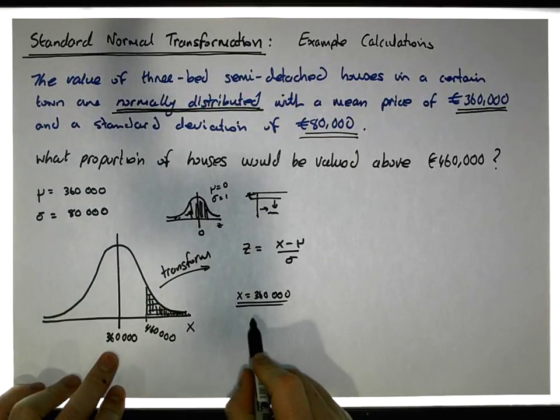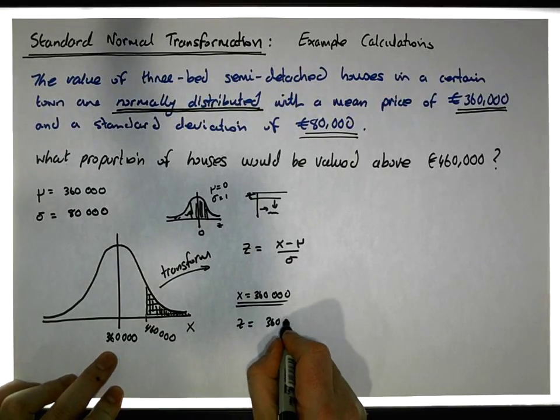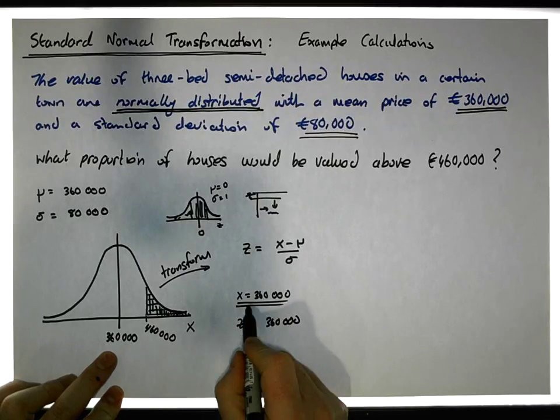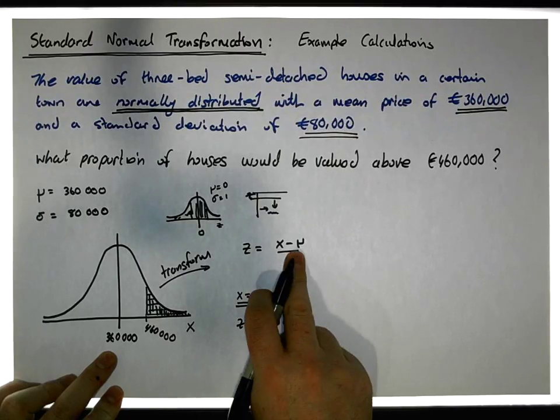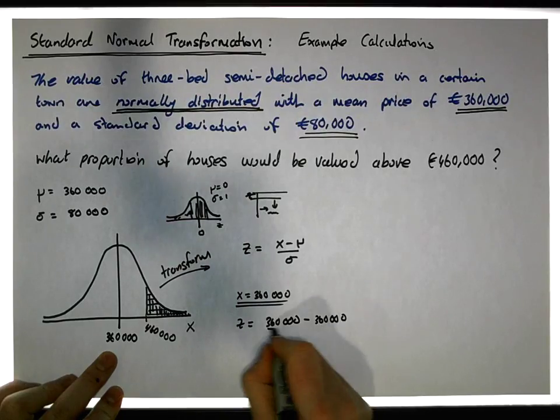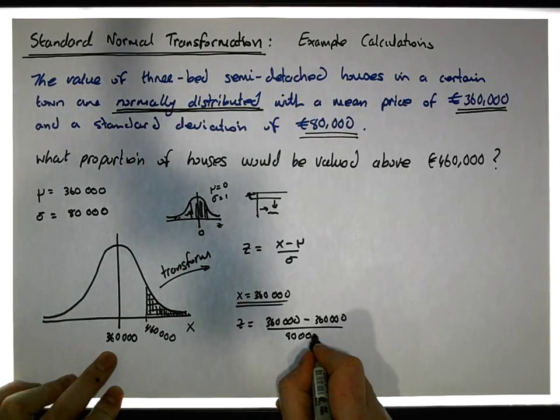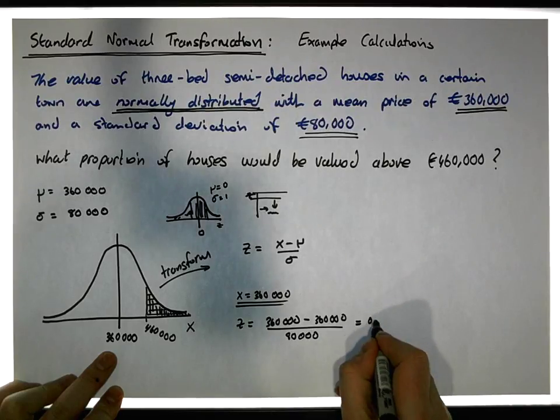What's the Z that comes along with this? Well, the Z will be: X, 360,000 euros, minus the mean of the population, which also is 360,000 euros, divided by the standard deviation of the population, which is 80,000 euros, which actually gives us a value of 0.